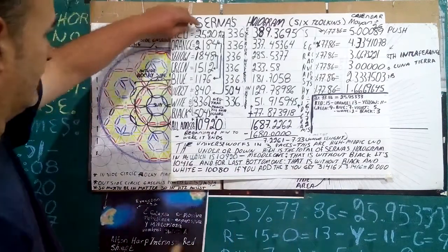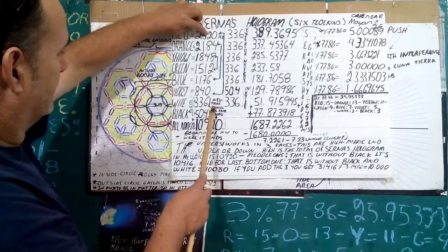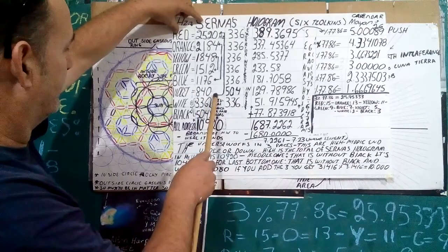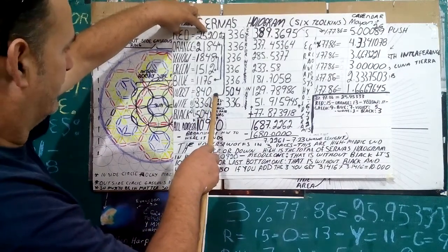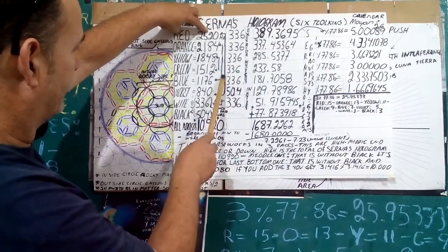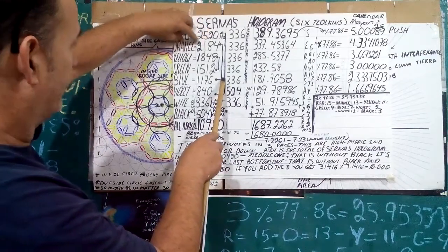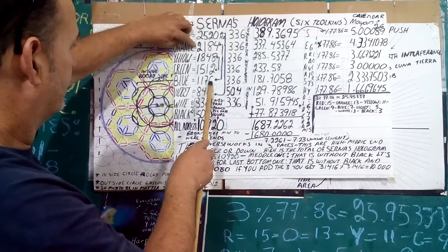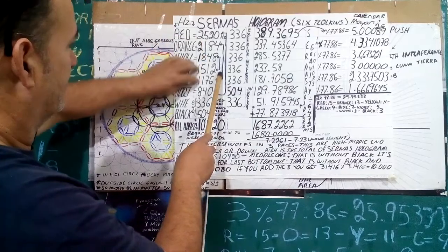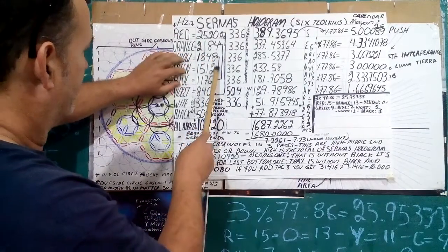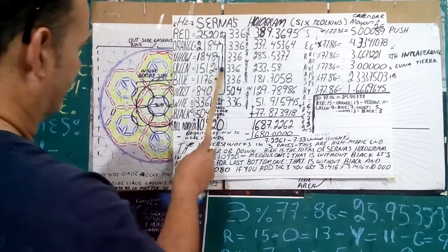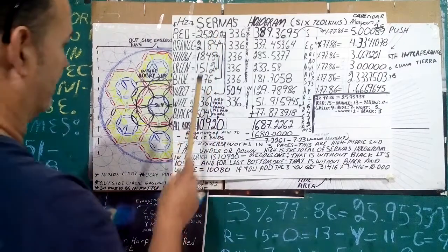But take a look how, if you add this one and this one, right here, that's red and violet, that make a pair, you get 3,360 hertz, okay? If you add orange and blue, you get 3,360 hertz. If you add yellow and green as pairs, you get the same, 3,360 hertz.